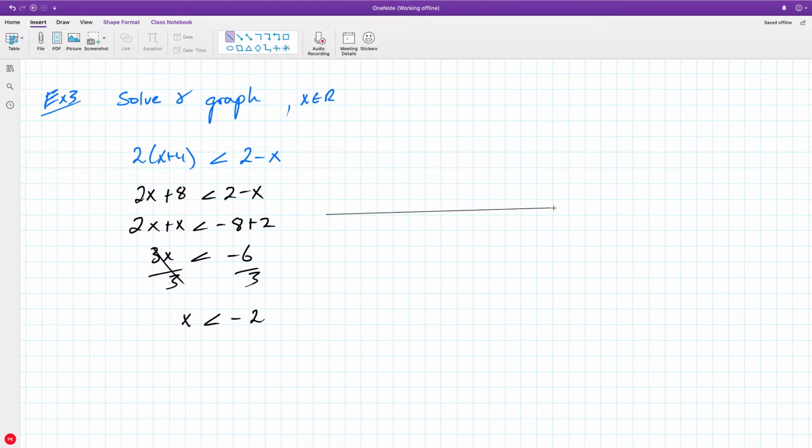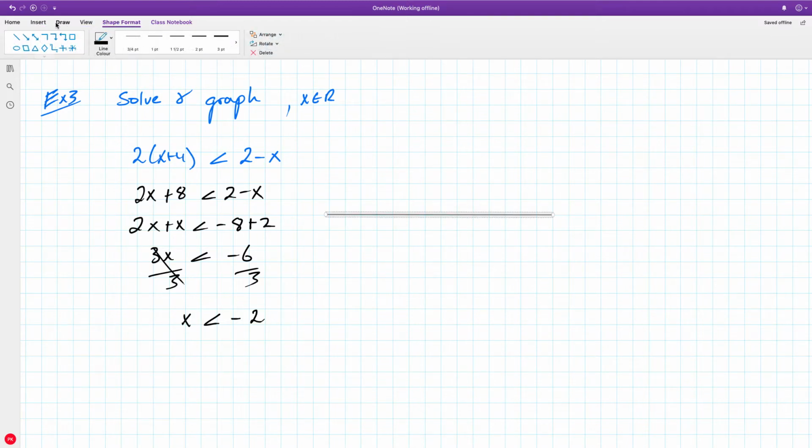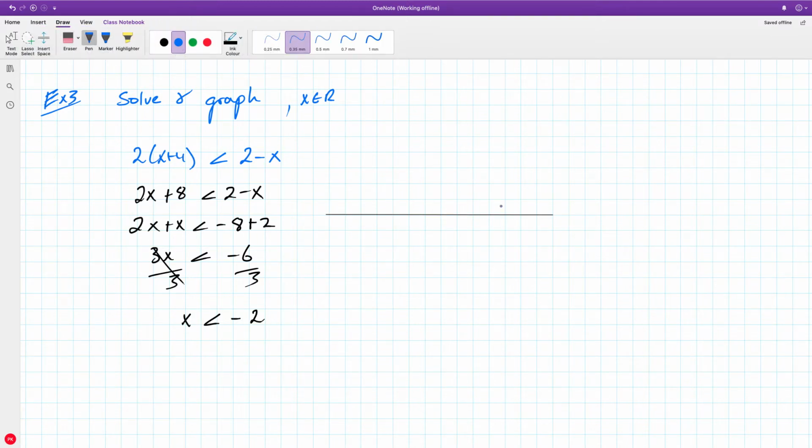So, there's your number line again. Start in the middle with minus 2. Am I going up or going down? Minus 3, minus 4, minus 5. Am I putting dots or am I shading it in? Am I including minus 2 or am I leaving it out? Leaving it out. So you shade it in, and you put a big circle around minus 2 to show that you're leaving it out.